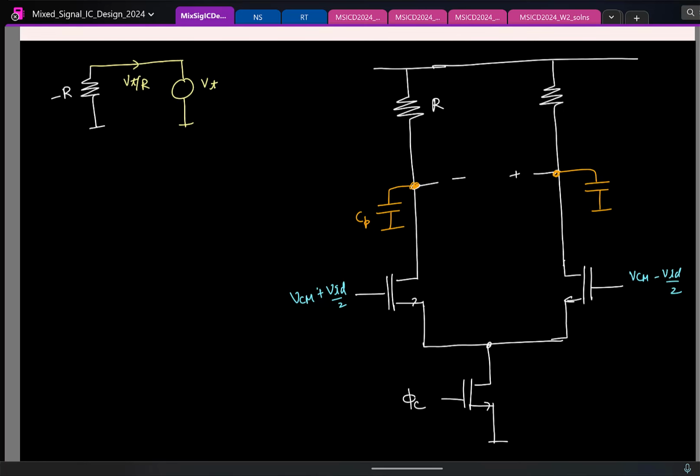That's all. So that means, in principle, let us say I have an ideal current source of value Vt by R. This should do it. But of course, I can't have a constant current, because if this voltage changes, things will not work. So you cannot have a constant current source. You need to have a current source whose value changes with the voltage. So what kind of current source is it? Voltage controlled current source.